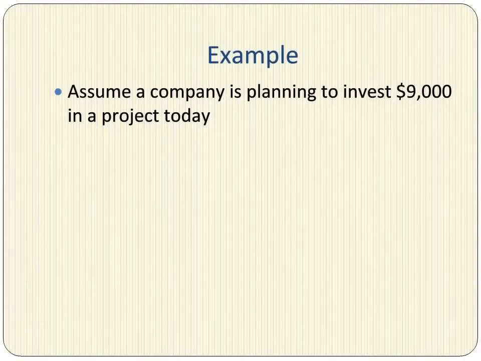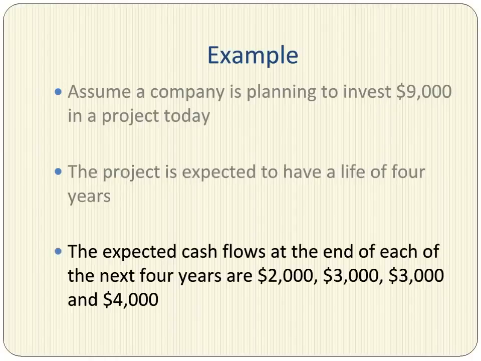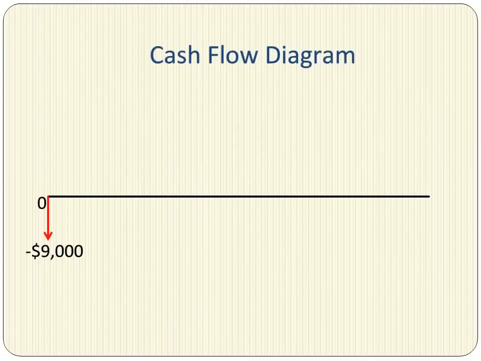Let's consider a company such as a bakery that is considering an investment of $9,000 in a delivery truck. The company estimates the remaining life of the truck to be 4 years. The company projects that the delivery truck will generate additional business of $2,000, $3,000, $3,000, and $4,000 over the next 4 years. Let's put everything on a timeline to visualize the cash flows.